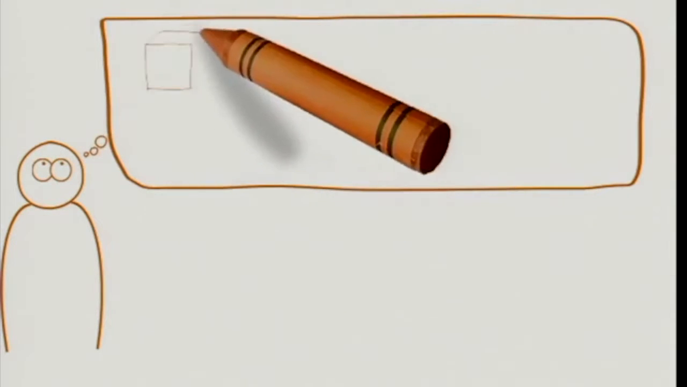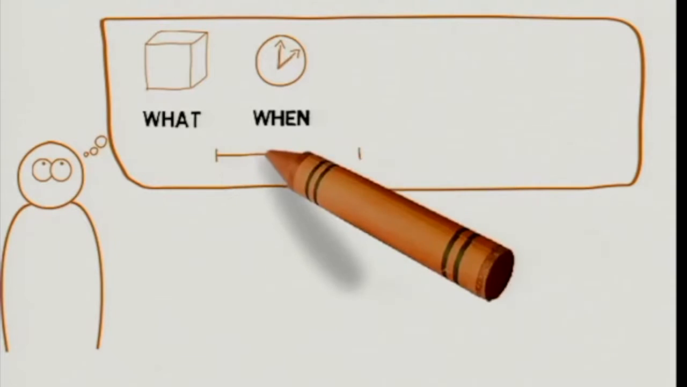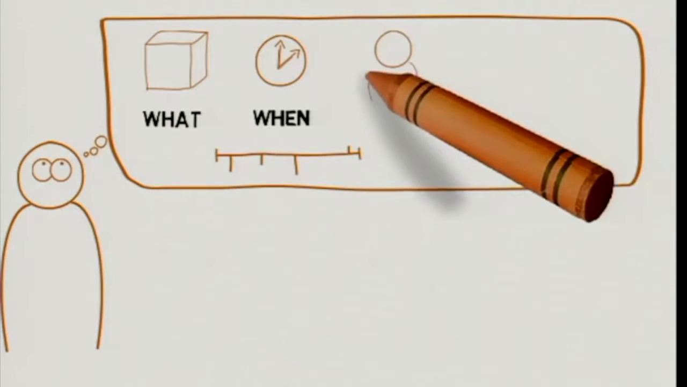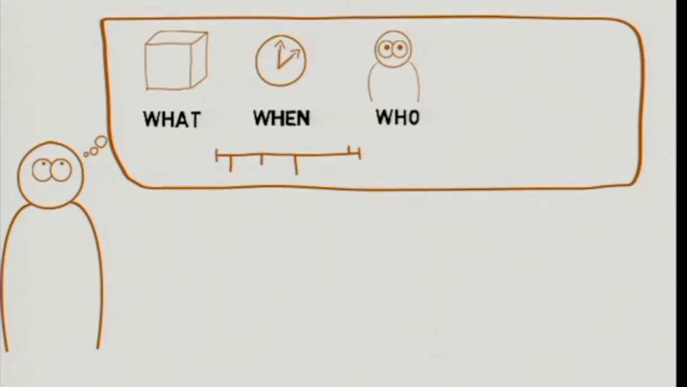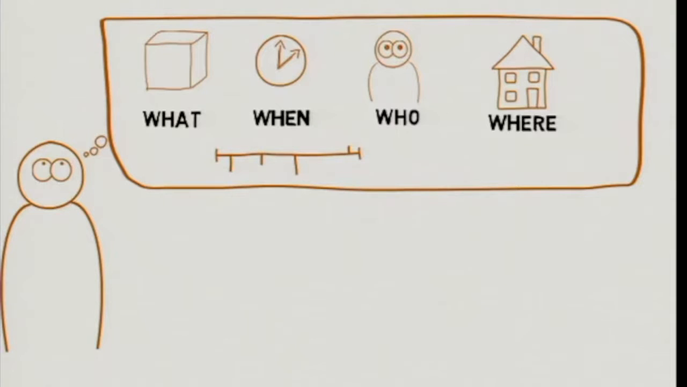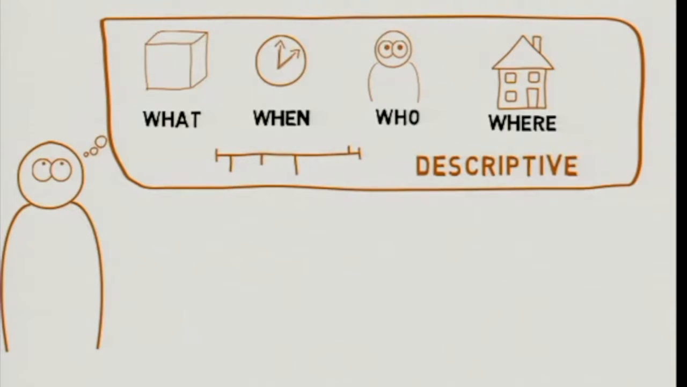When most people reflect, they write about what happened, about when it happened, often in the form of a timeline. I did this, then I did that. They write about who was involved and perhaps where it happened. These are useful things, but they are basically descriptive, and writing about them does not actually contribute to useful reflection.